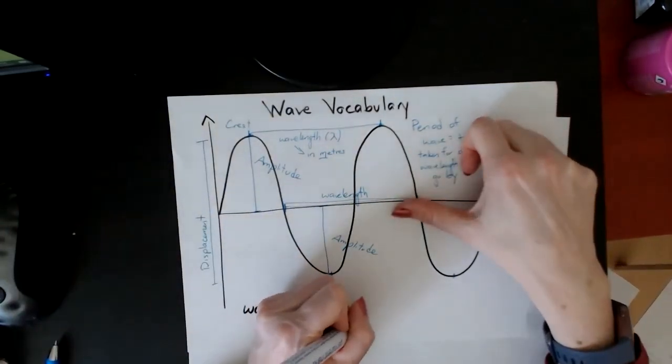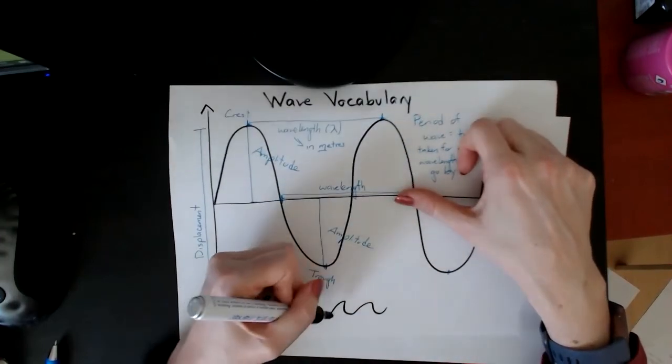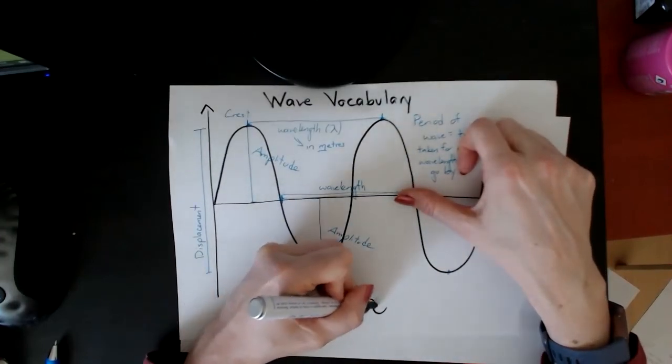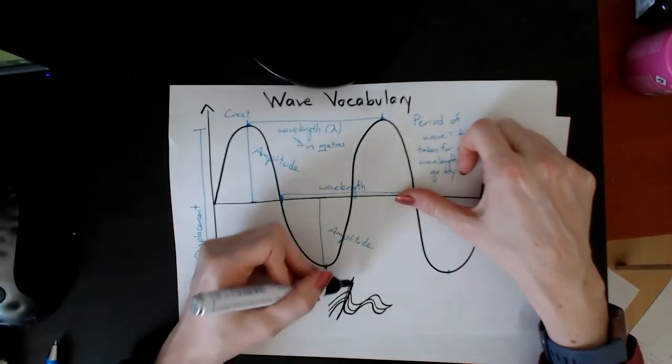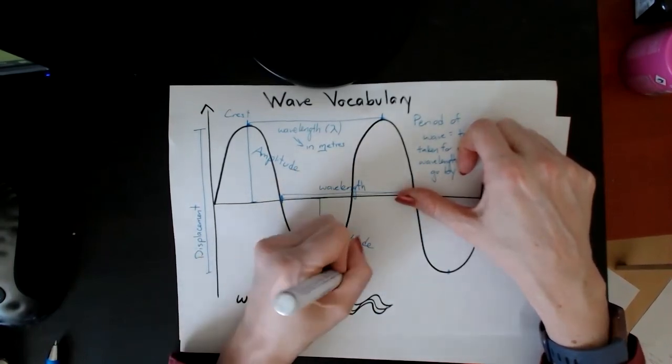So if I were to have a bunch of waves, I apologize for trying to draw this on the fly, the idea is that this right here, where they're all cresting at the same time, this is your wave front.